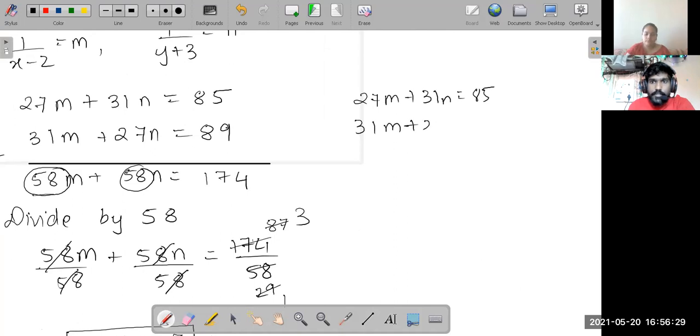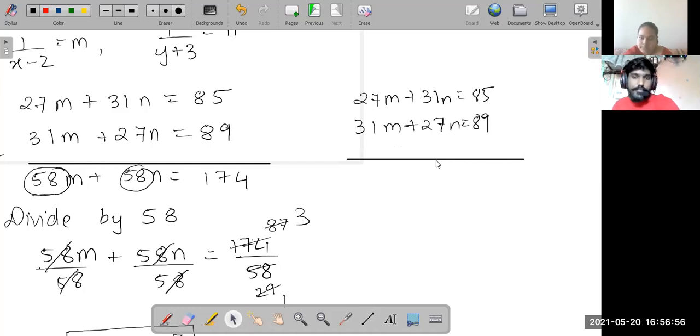31m plus 27n. What if it was 0.3? Then what would happen? Then you don't take it as 0.3. You take it as a fraction. You get 0.3 by dividing two numbers only. So don't take 0.3 but keep it as a fraction, as in 174 upon 58 only. Or it will get reduced, right? You can reduce a fraction.